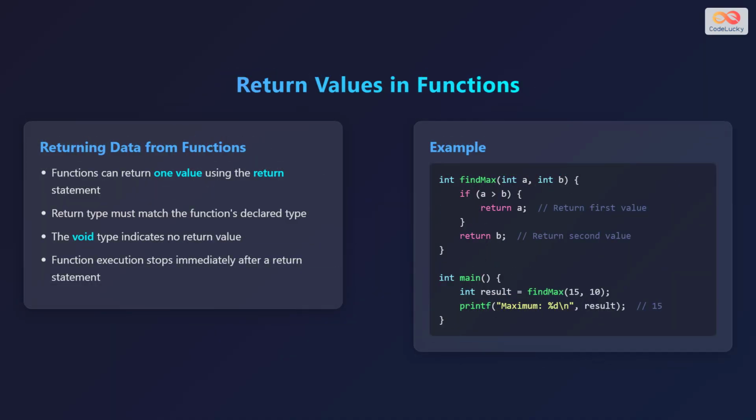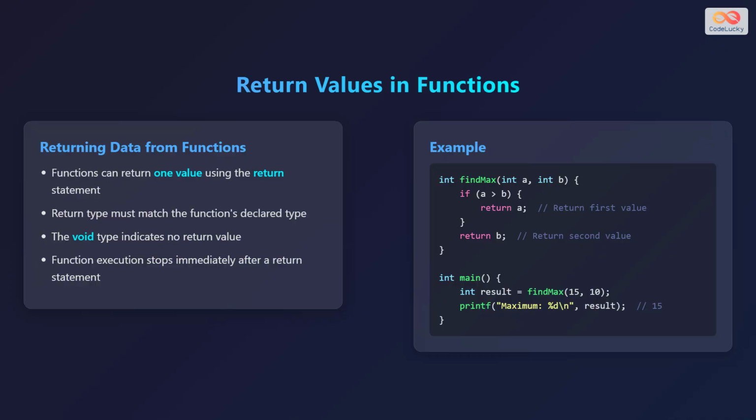Now let's discuss return values in functions. Functions can return one value using the return statement. The return type must match the function's declared type. If a function doesn't return a value, you use the void type. Function execution stops immediately after a return statement.